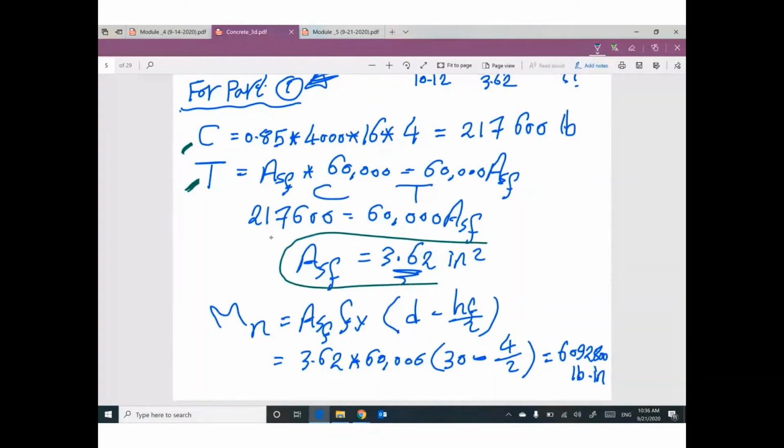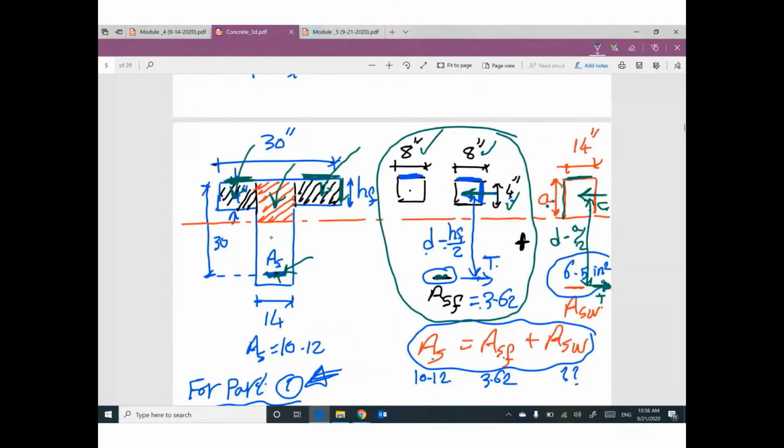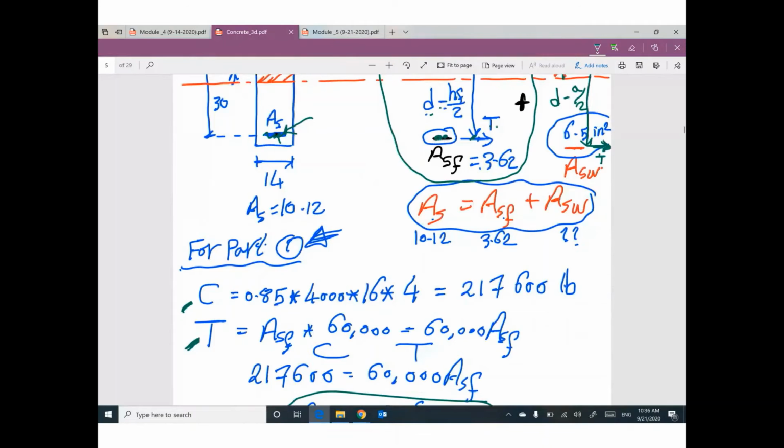Once you get this part of area steel, I can figure out the nominal moment of this part of the cross section by multiplying capital T by the distance between T and C. This distance equals d minus h flange divided by 2. So I can figure out the nominal moment of the first part.